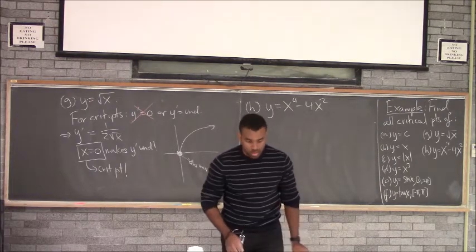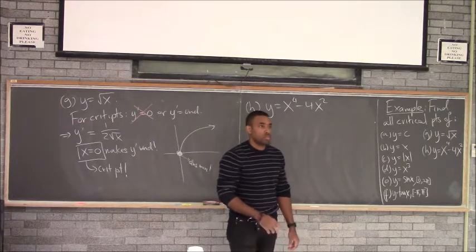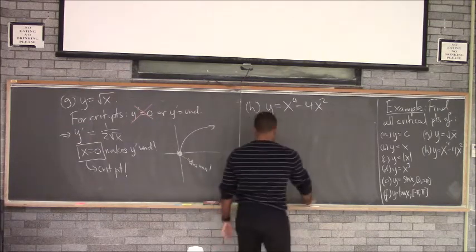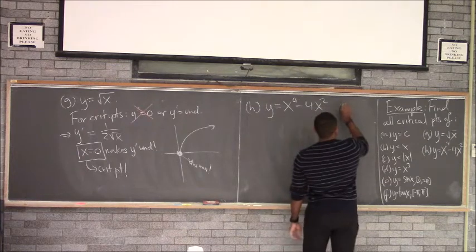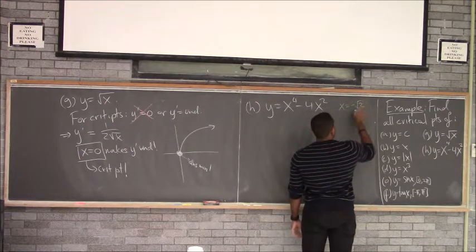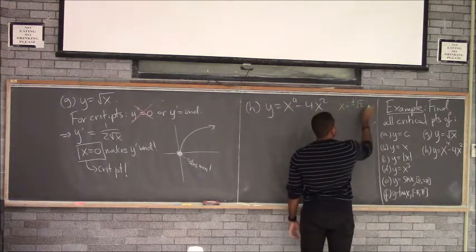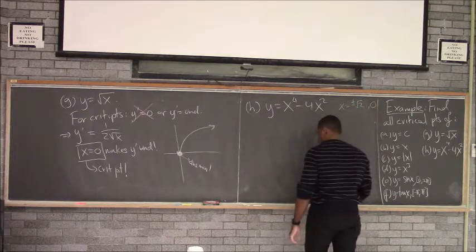Time's up. What's the answer? Negative radical 2, positive radical 2, and 0. Okay, let's see.